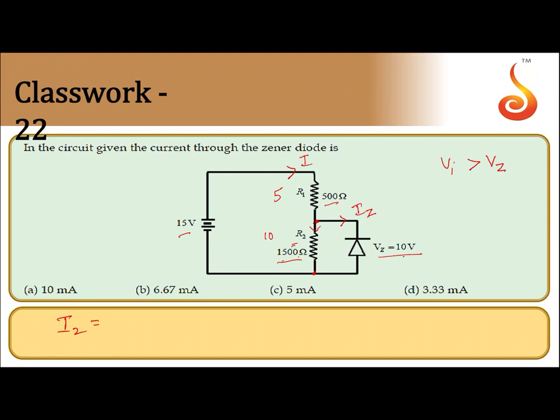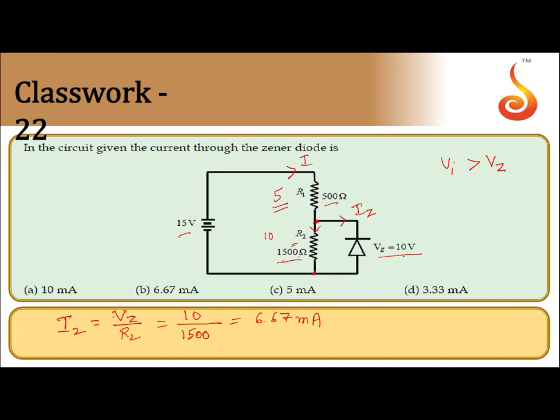So I2 is equal to VZ divided by R2. VZ is 10, divided by R2, which is 1500. So that should be 1 by 150. So that turns out to be 6.67 milliampere. So the current through R2 is 6.67 milliampere.